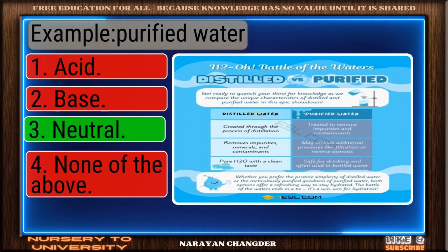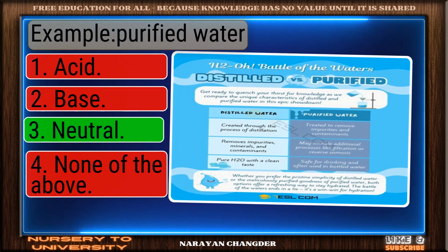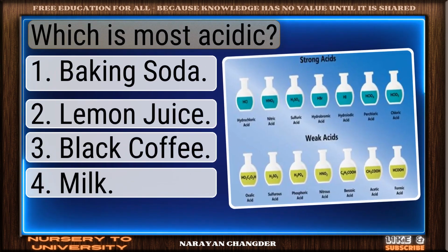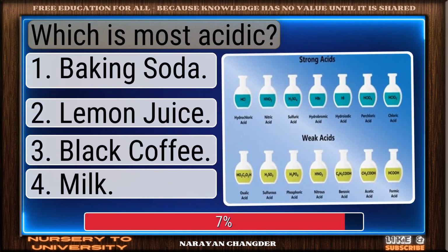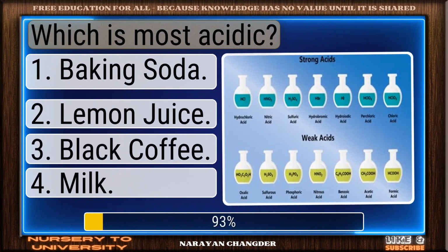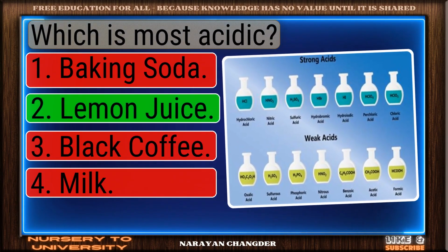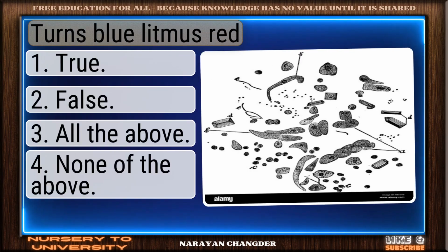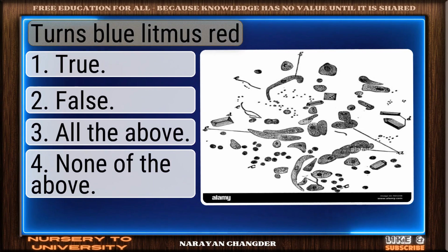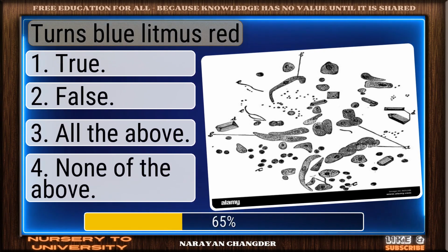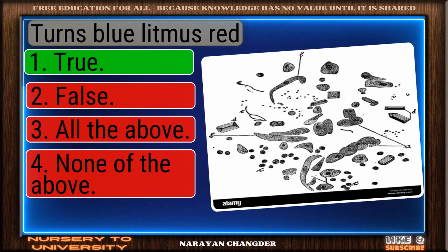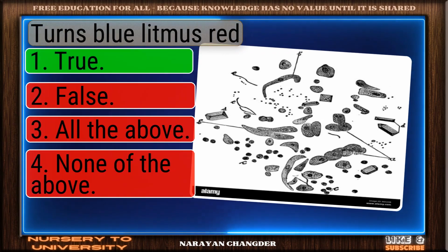Exactly. Neutral makes sense, and it is the right choice. Question number 242. Which is most acidic? Good job. Your answer, lemon juice, works well here. Question number 243. Turns blue litmus red. Strong choice. True is the right answer.